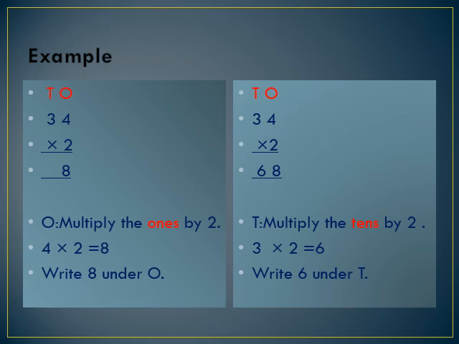Now we multiply the tens by 2. That is 3 into 2 is equal to 6. So, we write 6 under tens. So, 68 will be our answer.